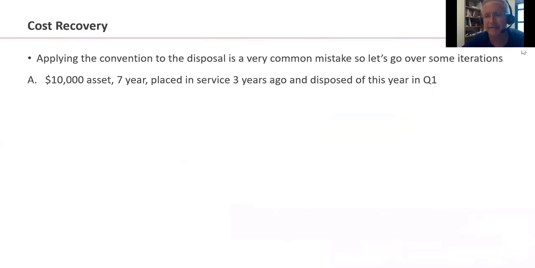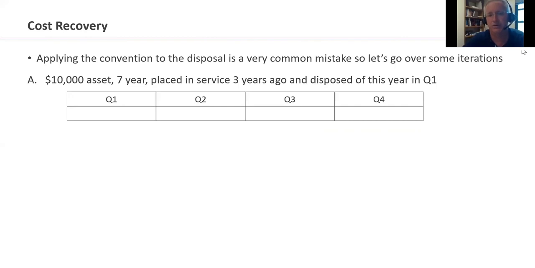Okay, so applying that convention to the disposal, very common mistake, right? So let's think about that asset we just covered, 10,000, 7-year asset, 3 years ago, disposed of in Q1. So here's the quarters of the year, right? So if I dispose of it in Q1, I know I get half a quarter. That's the mid-quarter convention. Treat it like you get half a quarter. So I get half a quarter in Q1. How much do I get in Q2? Well, think about it. If I don't own the asset anymore, I don't get anything. I don't get anything in Q3. I don't get anything in Q4 because I don't own the asset anymore. I disposed of it in Q1. So the answer is 0.5 over 4, right? That's where that 0.5 over 4 comes from.